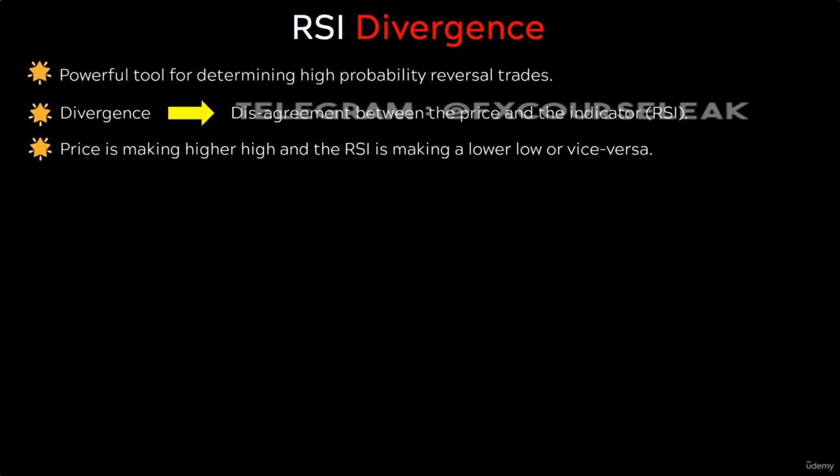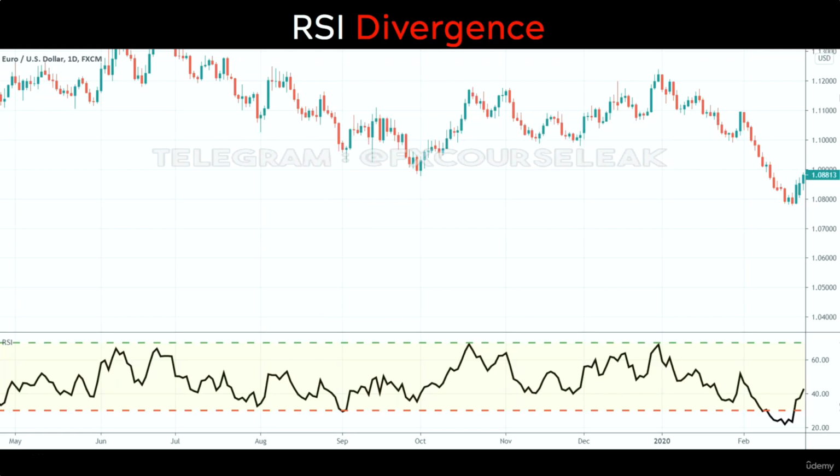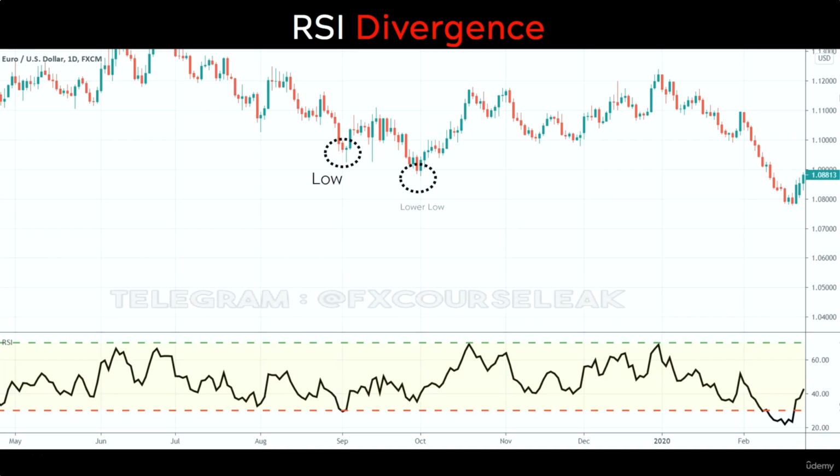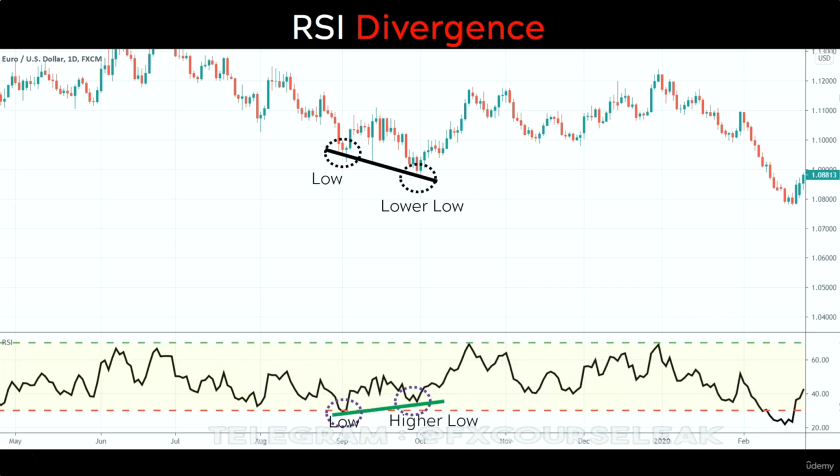So as you can see here, this is a daily Euro USD chart, and the price is making a lower low here. But on the other hand, when you look at RSI, it is making a higher low. Now this disagreement between price and RSI is nothing but divergence.